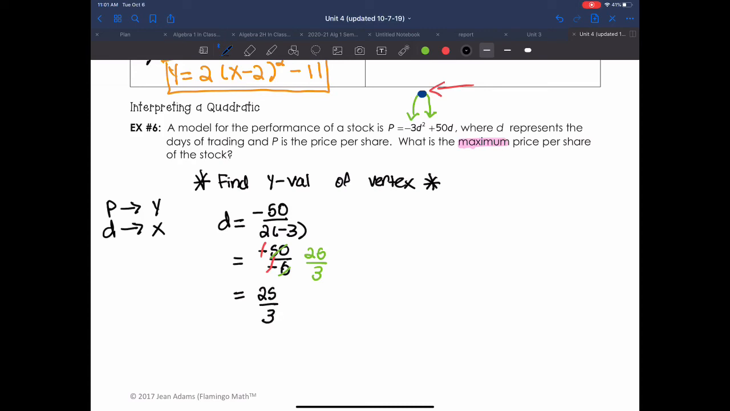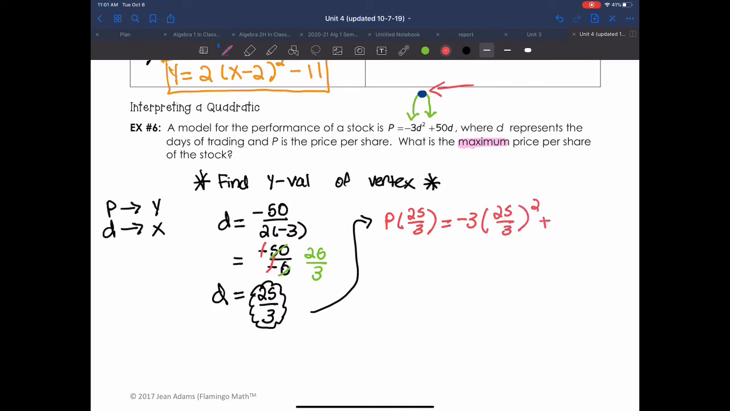Then in order to find the y value of the vertex, I have to plug this value into the function. So P of 25 thirds is equal to negative 3 times 25 thirds squared plus 50 times 25 thirds. I'm going to use my calculator just because this is a really ugly thing, and it's going to turn into a decimal anyway. Be very careful when you're plugging in fractions, however. It's very easy to mess things up.